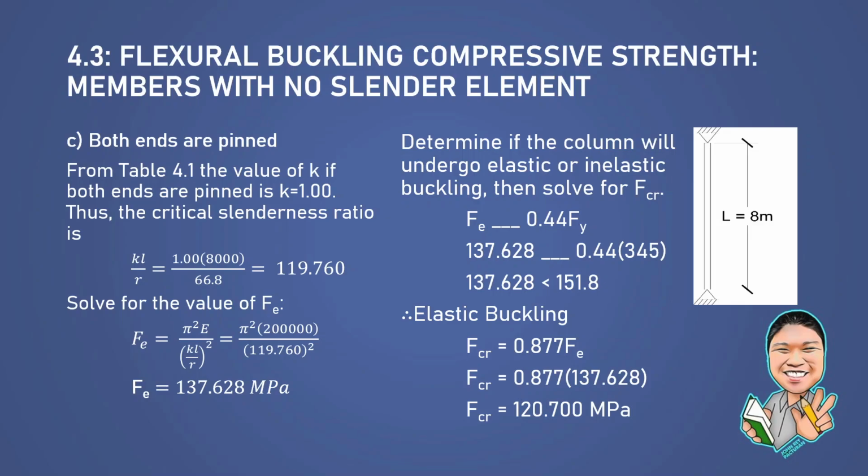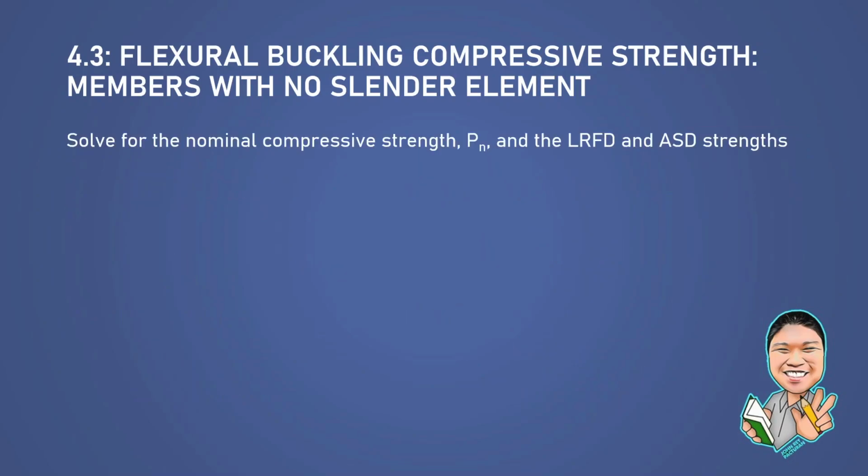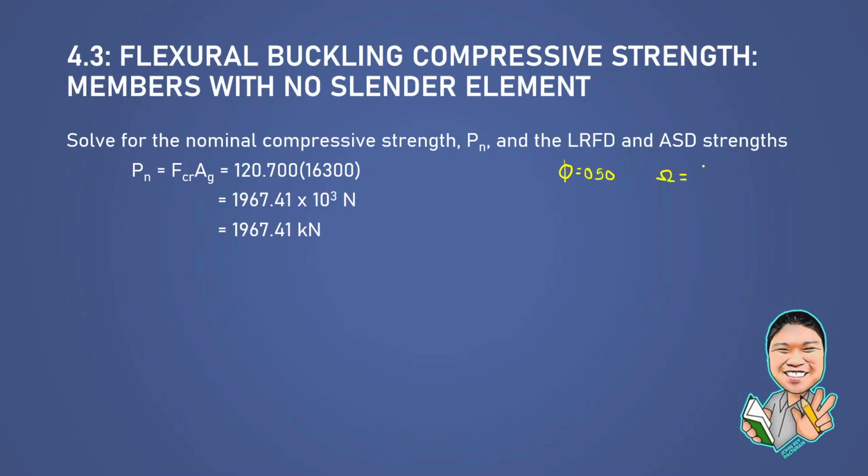Pag nahanap nyo na yung Fcr, balik ka ulit sa dating gawi, solve for the nominal compressive strength and the LRFD and ASD strength. So, una, multiply mo lang yung Fcr ng area. So, that is 120.700 times 16,300. So, that is equal to 1,967.41 times 10 cube Newton or 1,967.41 kilonewton. Again, for LRFD, the reduction factor is 0.9. For ASD, the factor of safety is 1.67.